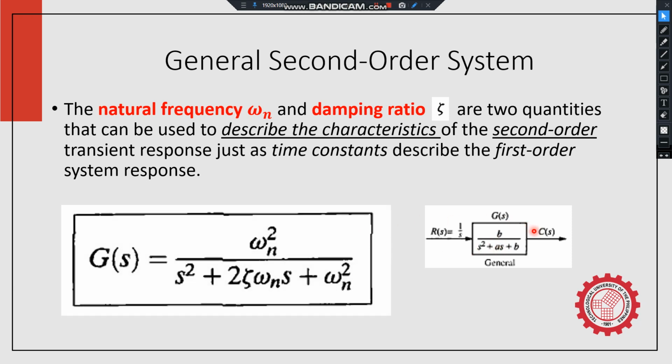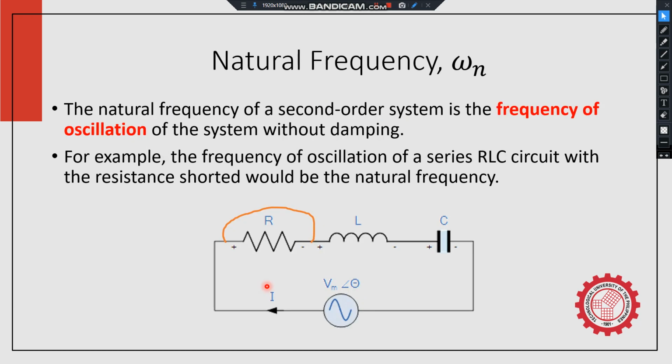This general second order equation is actually equivalent to this equation in terms of the natural frequency and the damping ratio, meaning to say that B is equal to the square of the natural frequency, and A is actually equal to twice the product of the damping ratio and the natural frequency.